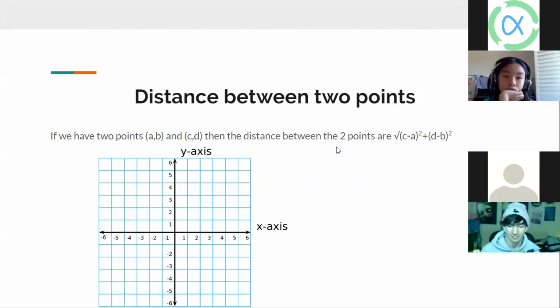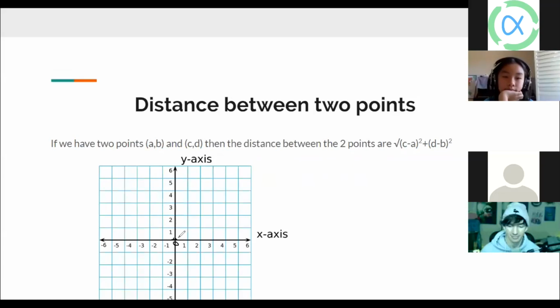Okay. So the distance between 2 points (a, b) and (c, d) is the square root of (c minus a) squared plus (d minus b) squared. So let's just say we have a point right here. Let's say we're taking the origin and then we're taking this point, 3, 2, and this is 0, 0. So the distance between the 2 points will be the square root of (3 minus 0) squared plus (2 minus 0) squared, which will just be square root of 13.